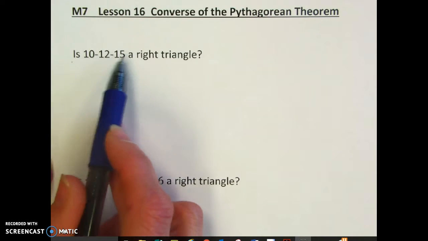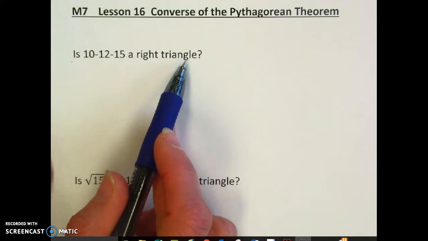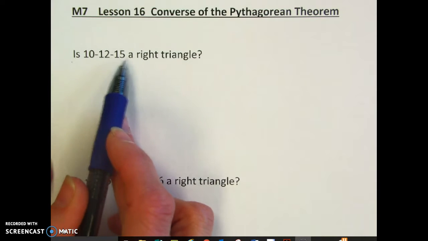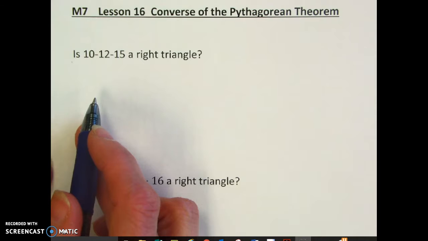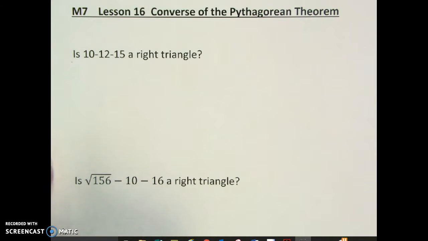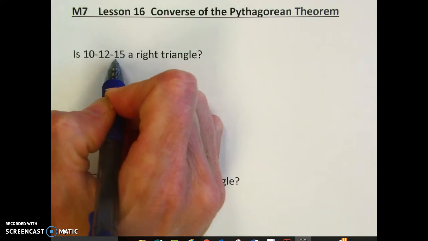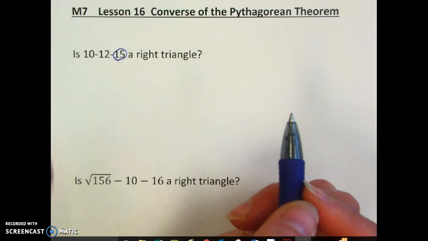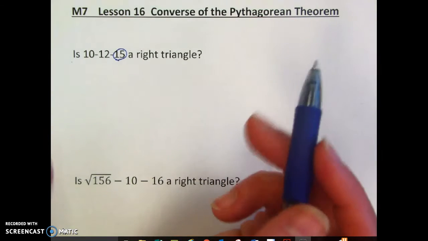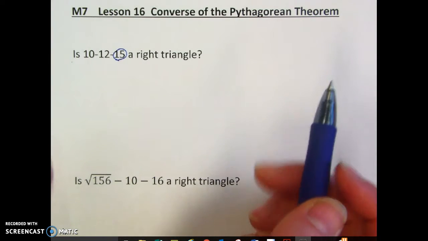Is a 10, 12, 15 a right triangle? So if you have sides that are 10, 12, and 15 units, will that produce a right triangle? Well, the first thing you have to decide is which side is the hypotenuse? Well, the hypotenuse is always the longest side, so this will be the hypotenuse. And not always, but a lot of times they do list the hypotenuse last.